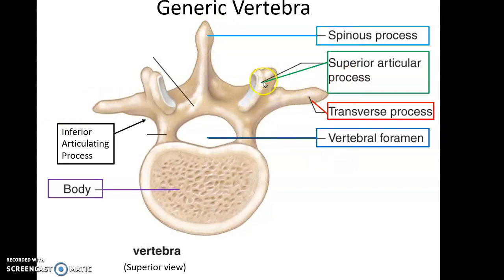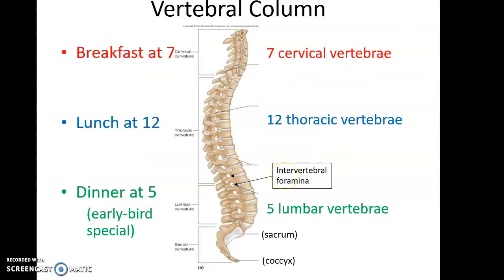Sticking up superiorly are the superior articular processes, and then we can't see them, but sticking down are the inferior articulating processes. Superior articulating processes make joints with the vertebra above. Inferior articulating processes make joints with the vertebra below.